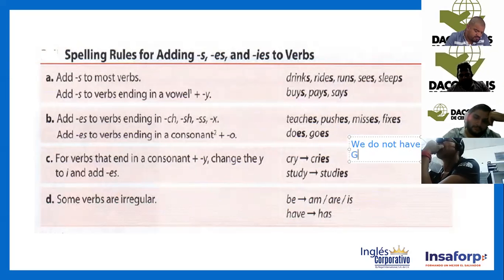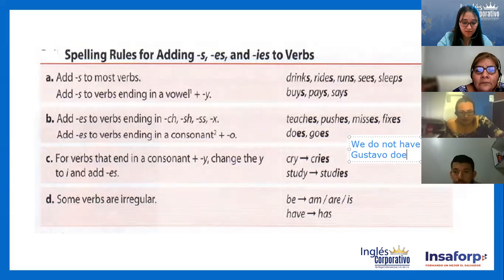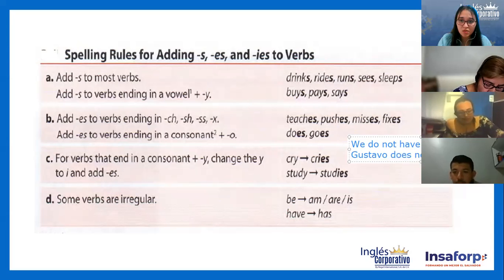Y sigamos con Gustavo. Digamos que Gustavo no tiene dinero. Gustavo, ¿qué debo de utilizar? Do not or doesn't. ¿Qué debo utilizar? Doesn't. Not. Or does not. Y tengo que utilizar has. Is that okay if I use has? No, right. Sería doesn't have money. Ahí ya regresa el verbo a su forma normal. Pongamos atención a eso que a veces cometemos el error de escribir has, right, con negativas.